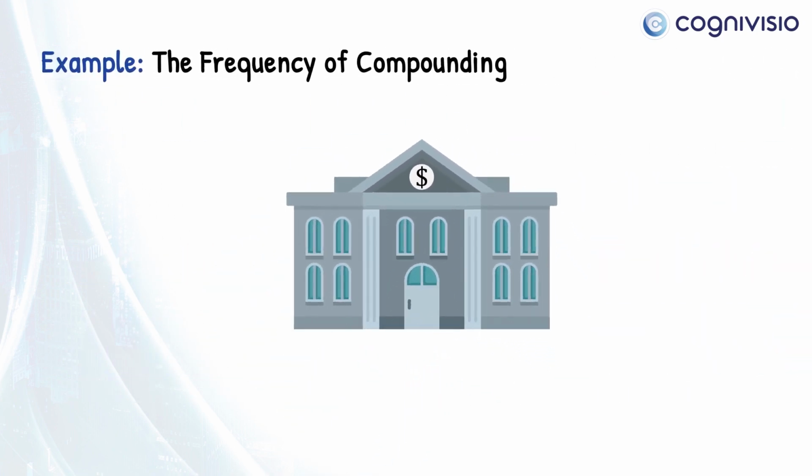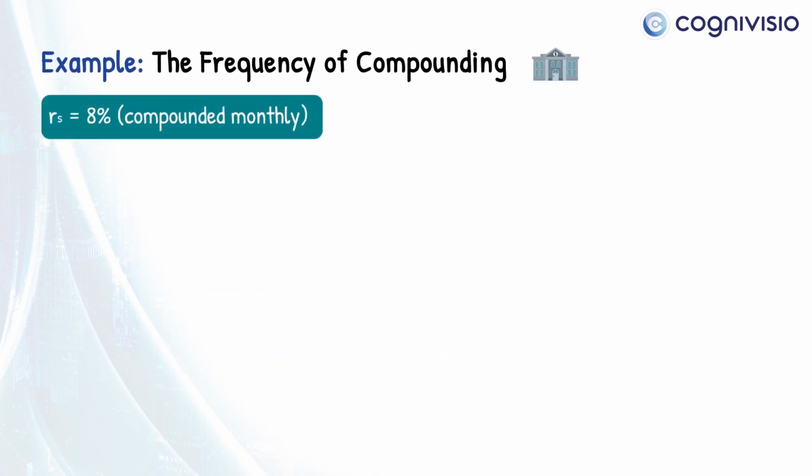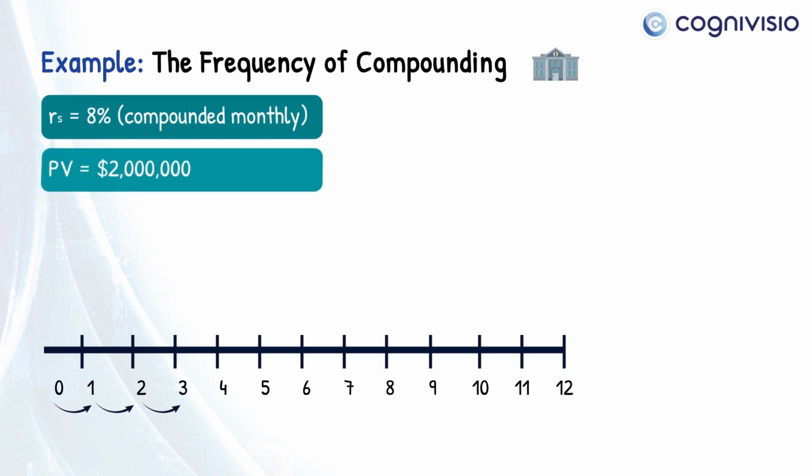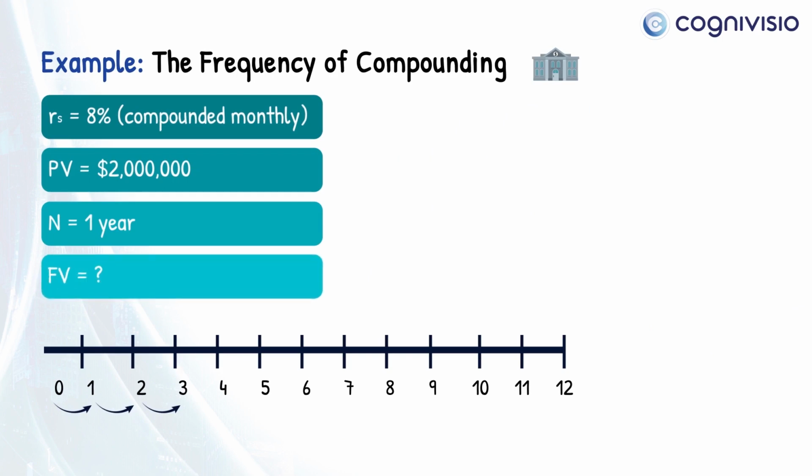Suppose that a bank offers to pay 8% interest compounded monthly and you decide to invest $2 million for 1 year, assuming that interest payments are reinvested at the same rate of 8%. What is the future value of such an investment?